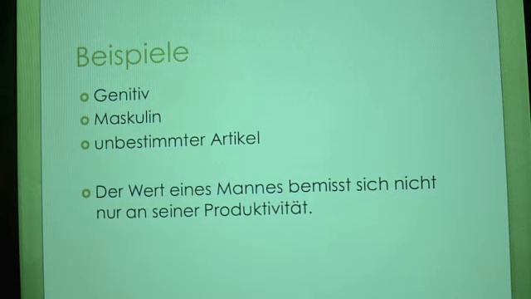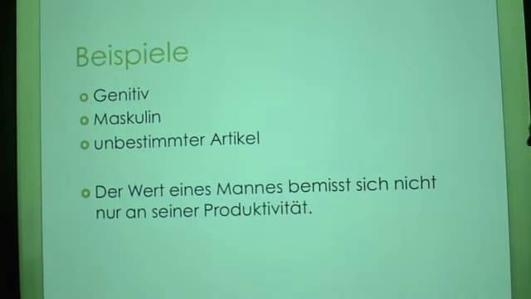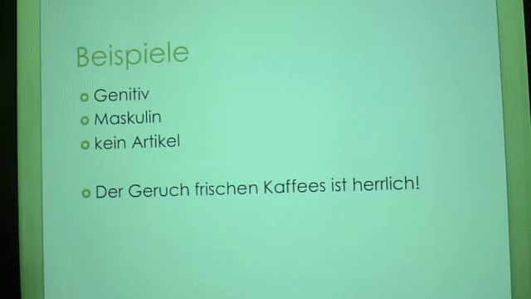If you want to put an adjective in here, you would put it between the article and the noun. Der Wert eines erwachsenen Mannes. EN would be the ending. I apologize for skipping the adjective. Without an article, this is where one would expect the strong ending ES in genitive, but it's not. This is our exception. Der Geruch frischen Kaffees ist herrlich.